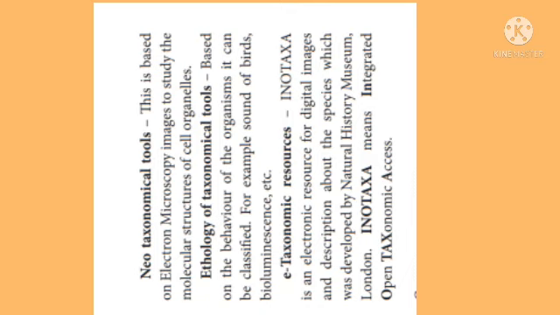Then taxonomic resources. iNOTAXA is an electronic resource for digital images and descriptions about species, which was developed by the Natural History Museum, London. iNOTAXA means Integrated Open Taxonomic Access. These are some of the tools that are used by taxonomists to study the different species of plants and animals that are found in this biosphere.